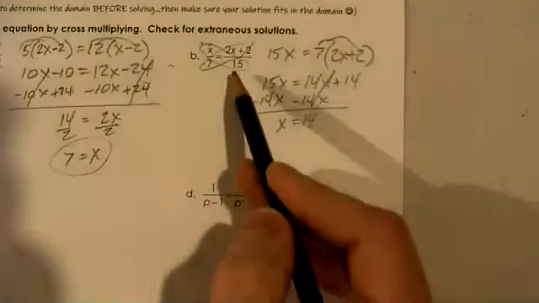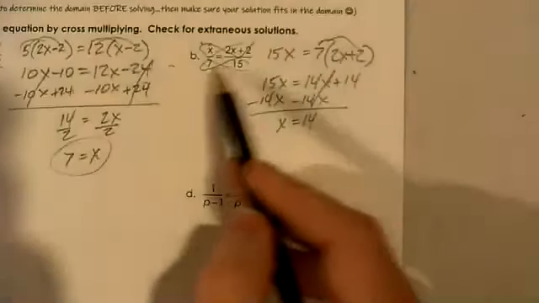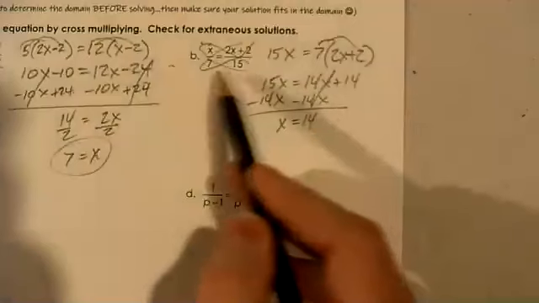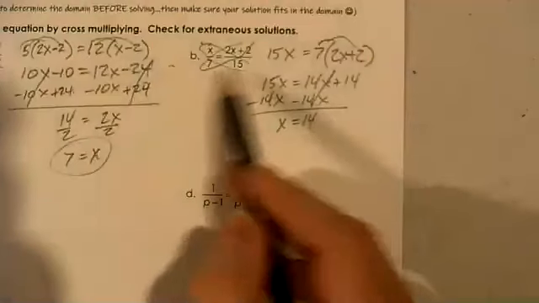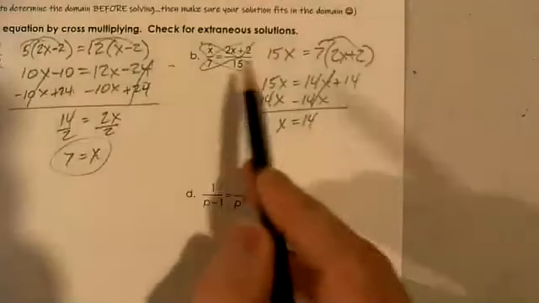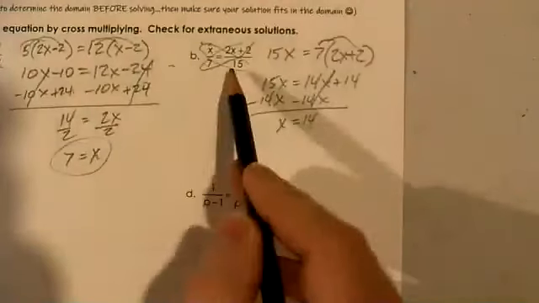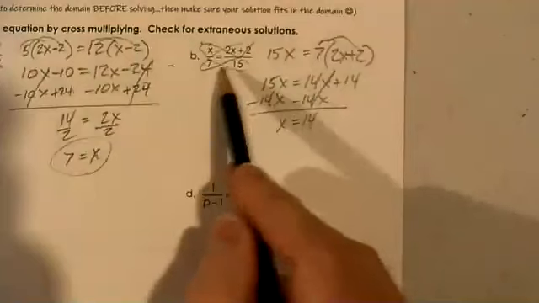We look at our denominators. No value of x is ever going to make the denominators 0. This is 7. This is 15. They don't have x's, so nothing would be a problem.